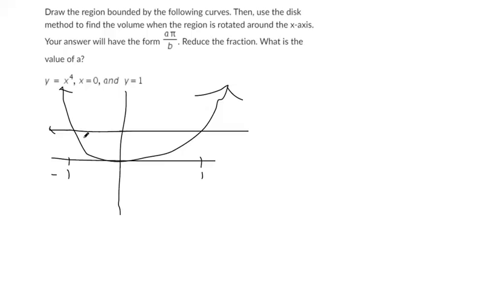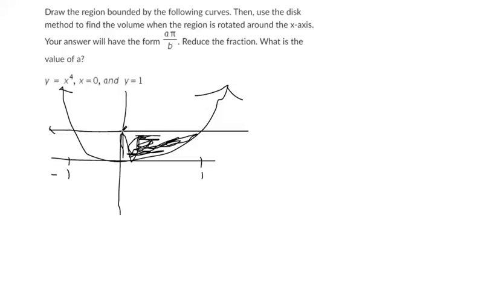So we are taking this, right, x equals 0 is the y-axis. Oh, sorry. So we only want 0 to 1 because it said x equals 0. I forgot about that. So we want this region, and we want to revolve it around the x-axis.